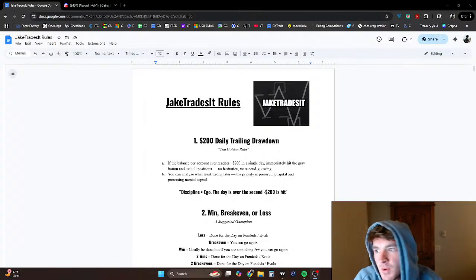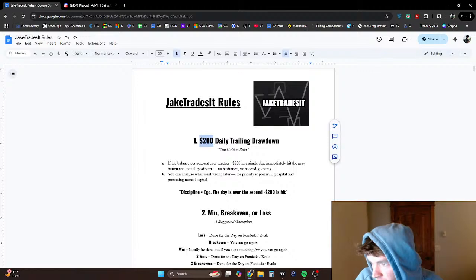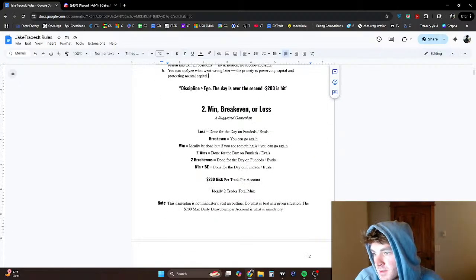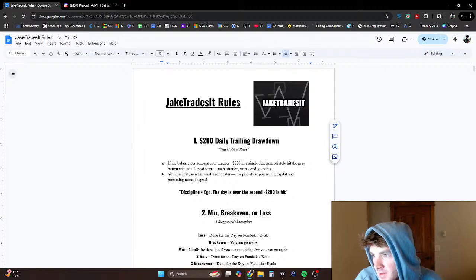For me, the most important thing is always $200 daily drawdown. And I mean, that will never be broken because I'm gonna have to go into my accounts and literally change the settings, the liquidation settings. I'm never gonna do that. So this is the most important thing for me. That's why it's the golden rule. Everything else kind of just comes second. But this is the golden rule.